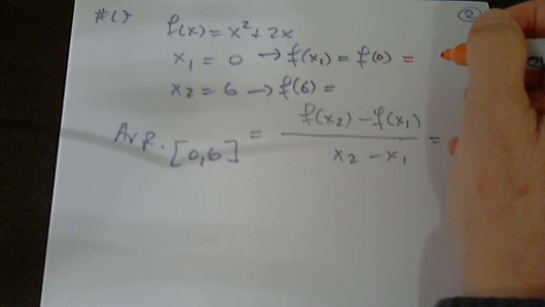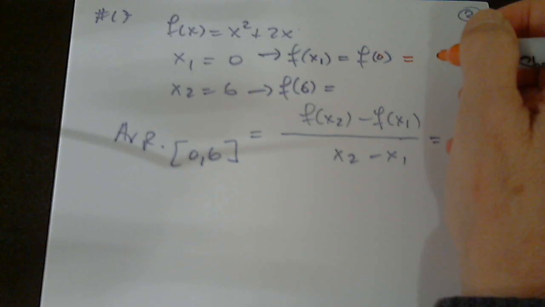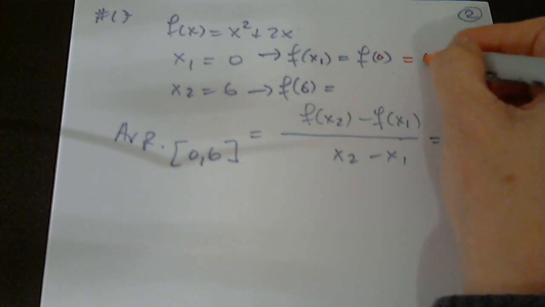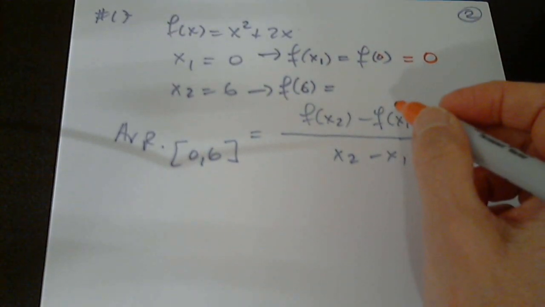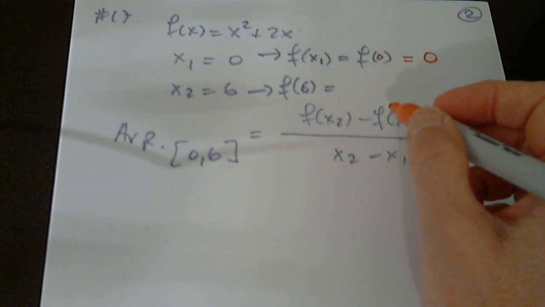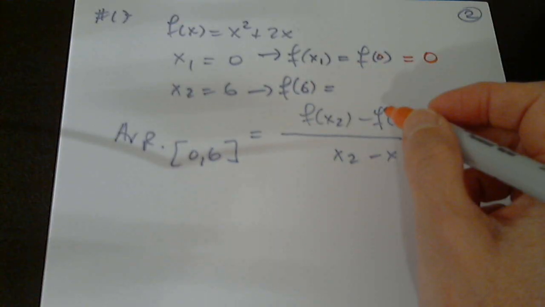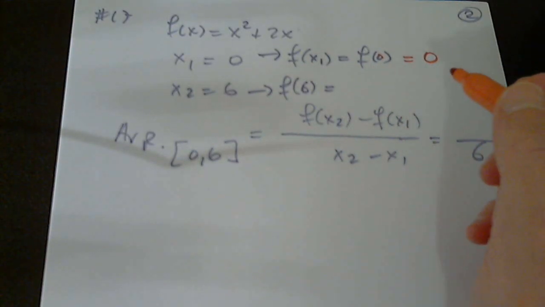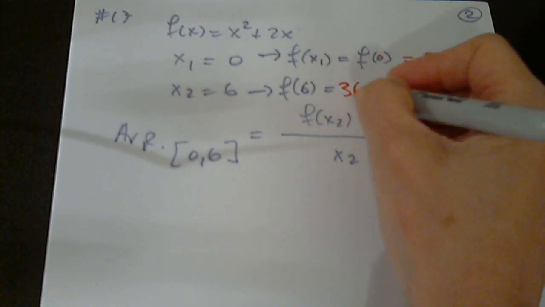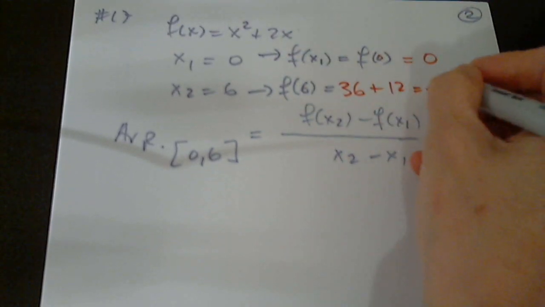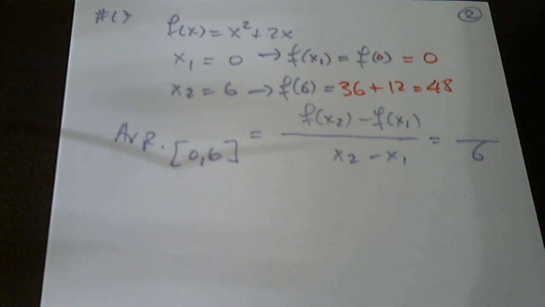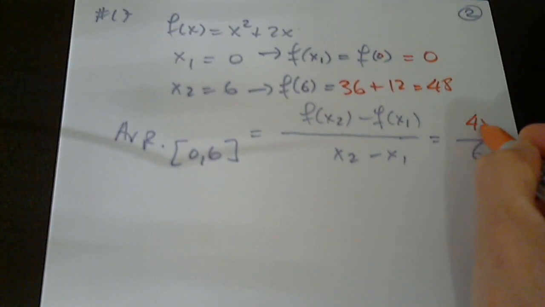Is anyone with me? Anyone paying attention? Would it be 0? Of course. Can anyone give us f of 6? 48. So it's 36, right? Plus 12, 48 indeed. Excellent. So then I have to write 48 minus 0, which is 48.